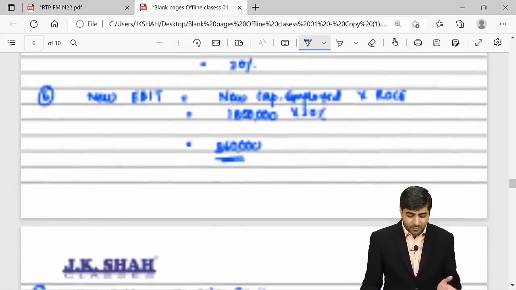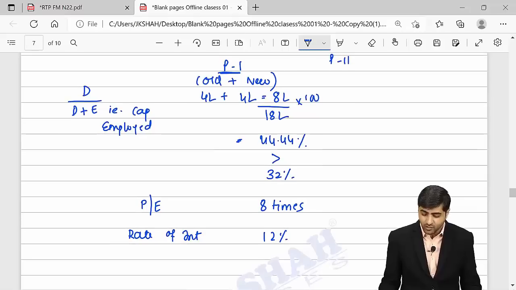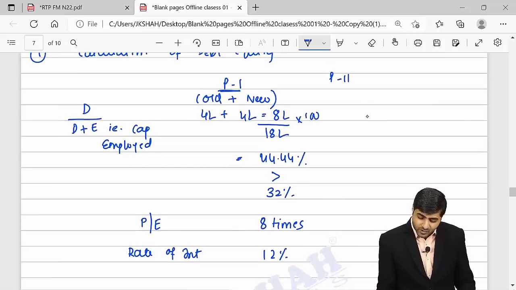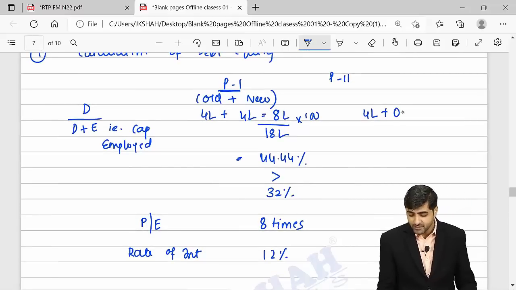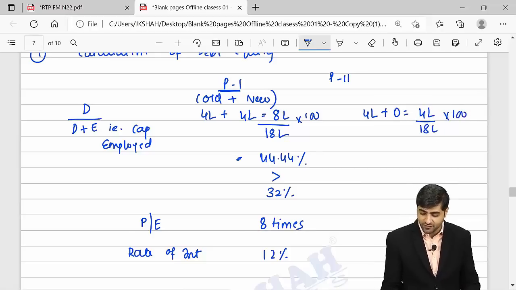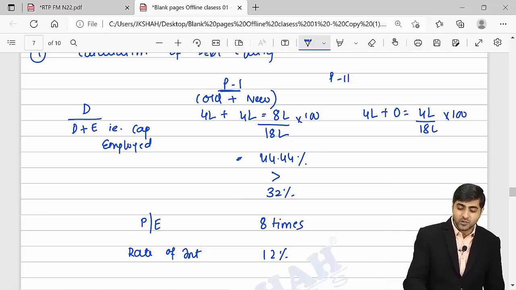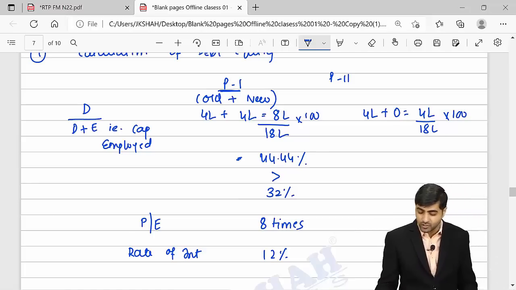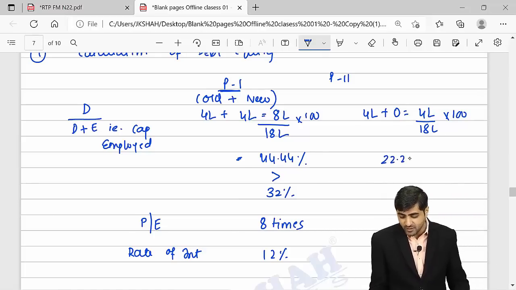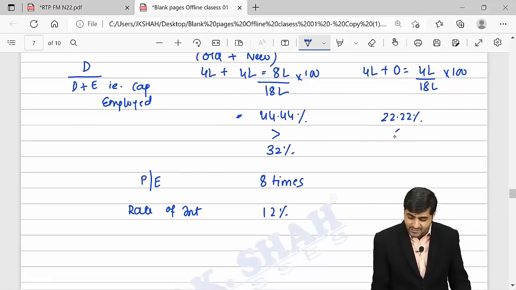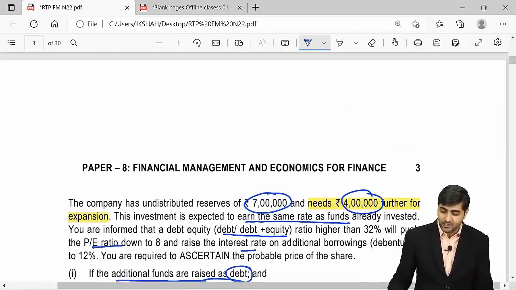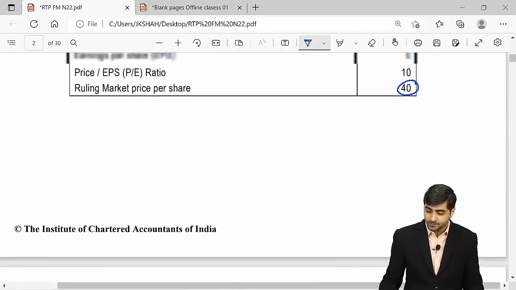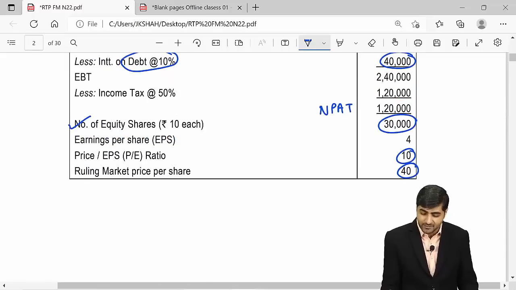But let us check for plan 2. Is this the same scenario? Because for plan 2, your old debt will be there, 4 lakh, but there won't be any new debt. So this will be continued as 4 lakhs on your 18 lakhs of capital employed. So this will now eventually give you 22.22%. And this 22.22% is less than 32%. So obviously your P ratio will continue to be your old P ratio, and that's nothing but 10 times.